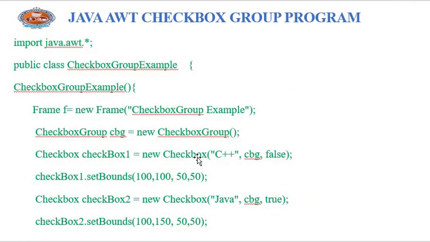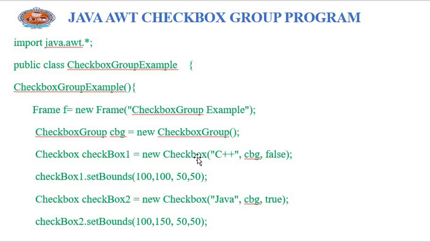Next one is checkbox group. What is the definition of a checkbox group? A collection of checkboxes placed under one group is considered a checkbox group. These checkboxes are often called radio buttons since one choice is selected at any one time. To create a set of mutually exclusive checkboxes, first define the group to which they will belong and then specify that group when we construct the checkboxes.